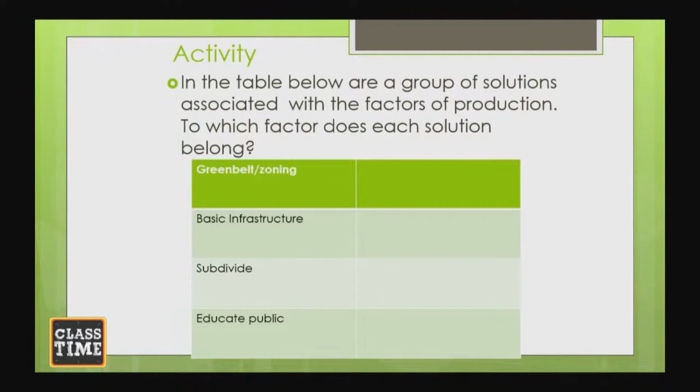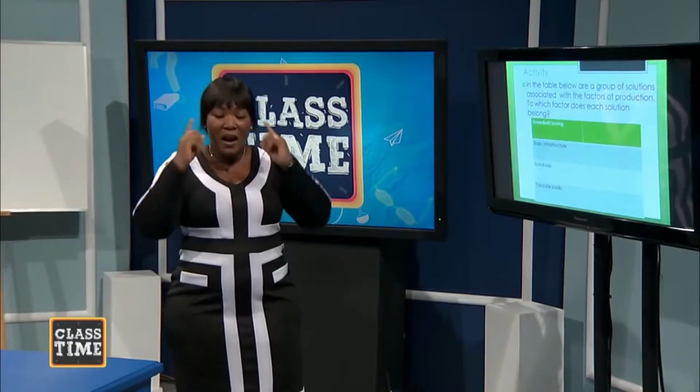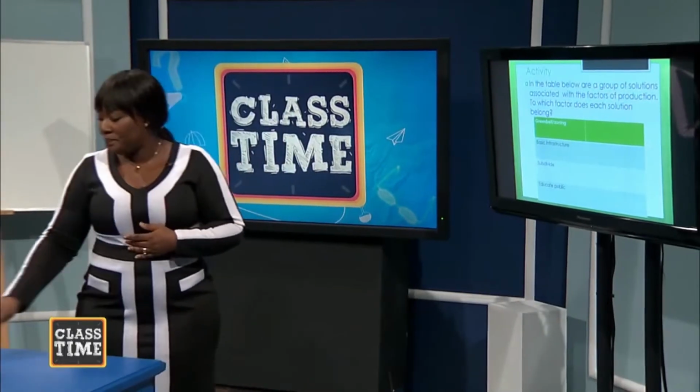Great. You guys are learning. You're listening. Good. So we look at subdivision. Subdivide. Land. Great. Educate the public. Land and labor. Because remember, educating the public is the ease for many problems that we have in Jamaica. Just by educating. Because sometimes persons aren't aware until they are educated on a topic. Right? So let's move next into management, the final factor.